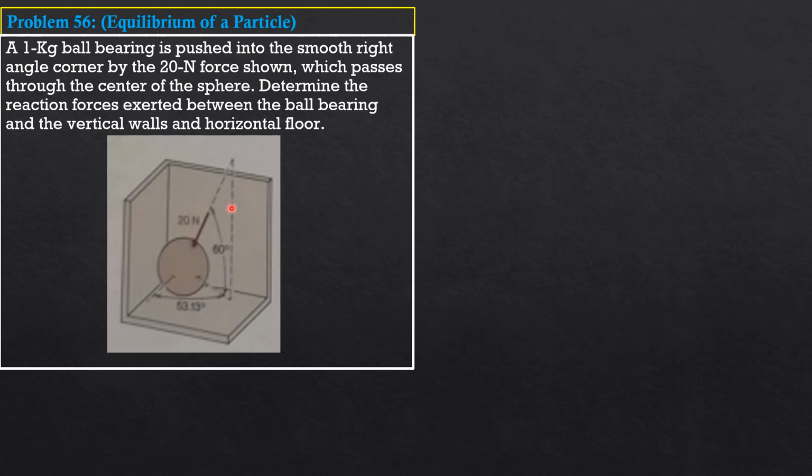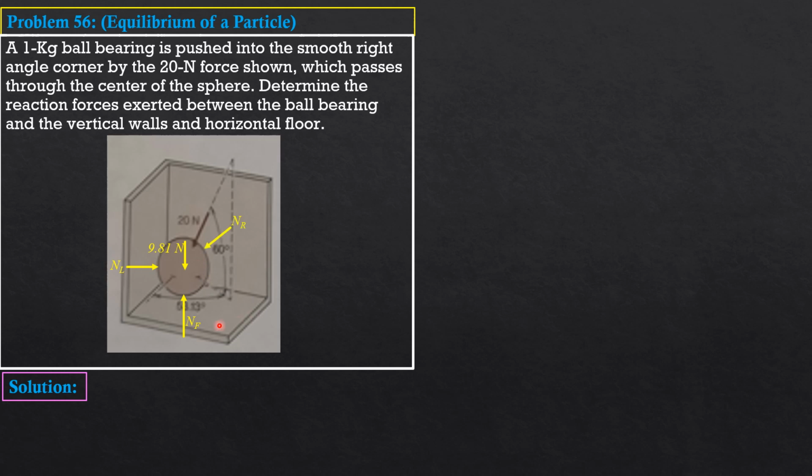So here's the given figure. The ball is 1 kilogram times 9.81, so its weight is 9.81. And this 20 Newton force is this pushing force directed down, to the left, and backward. So down at this angle here, 53.13 degrees, the vertical angle is 60 degrees. So for the solution, we call the reaction at the floor NF. So this is 9.81. Then at the left wall, NL, and at the rear wall, NR.